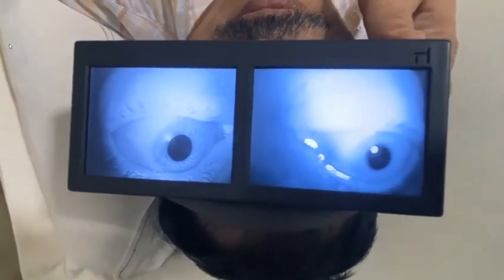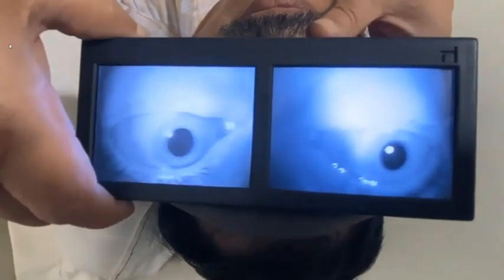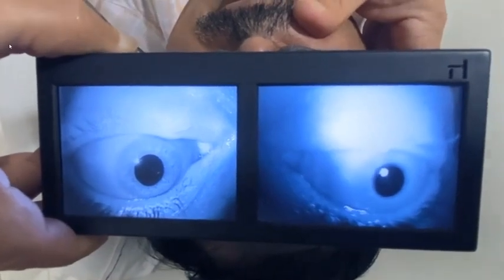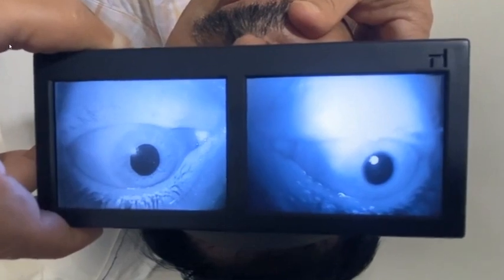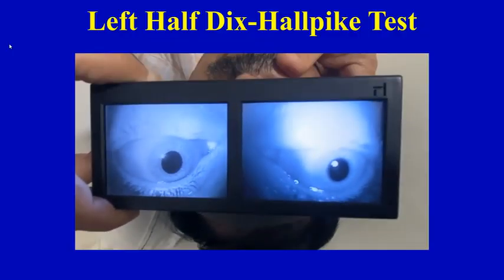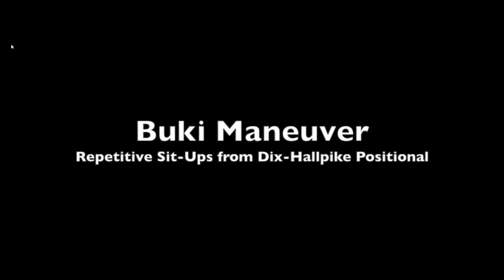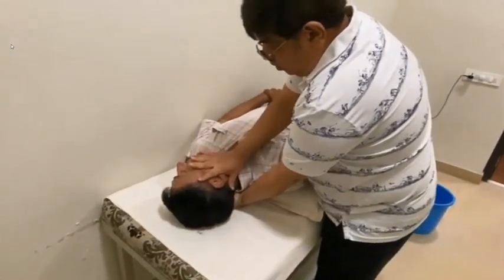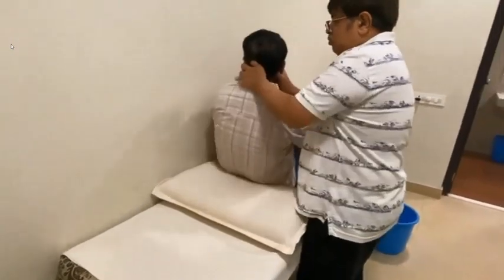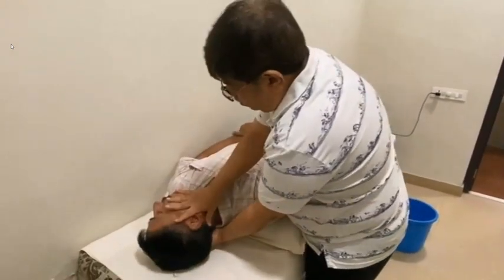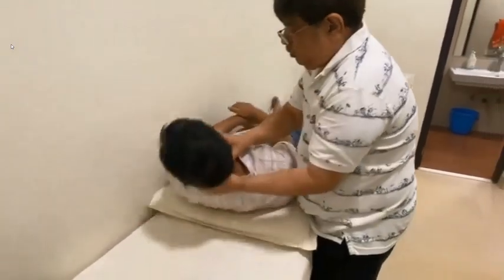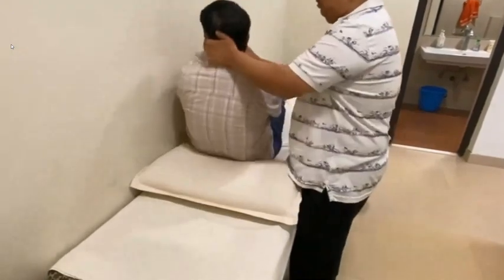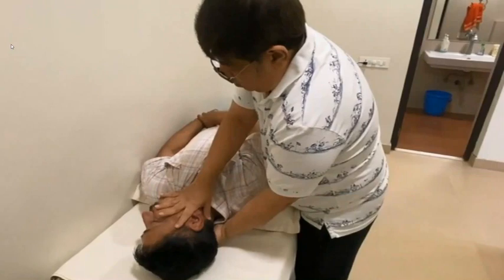So I still thought of this as a left short arm posterior semicircular canalolithiasis, and at that time the only maneuver known to me was Buki's maneuver, that is carrying out multiple sit-ups from the lateralized left Dix-Hallpike position. That I did. Head hanging Dix-Hallpike position for 5 seconds, and then again uprighting, and I did this 10 times, twice on day 1, and called the patient for review after 24 hours.